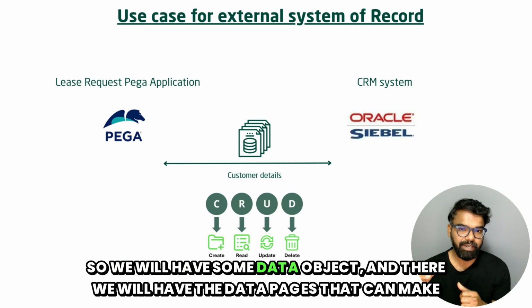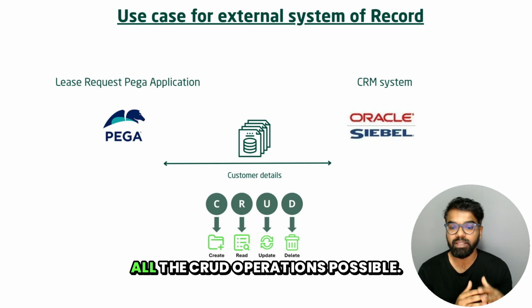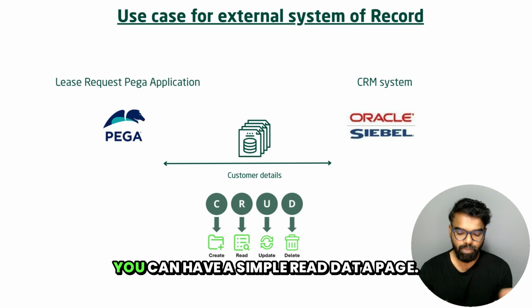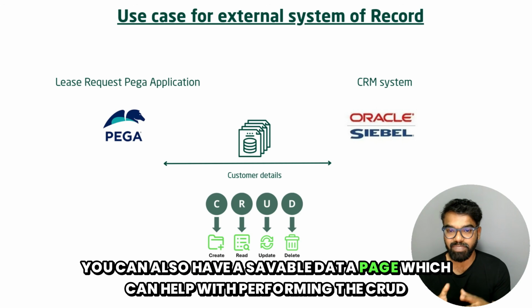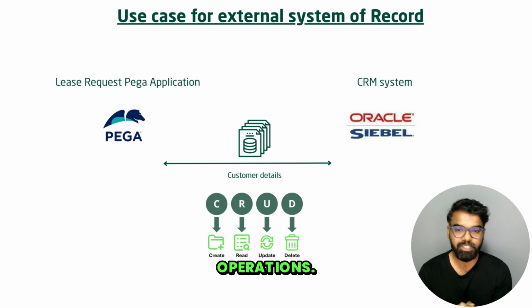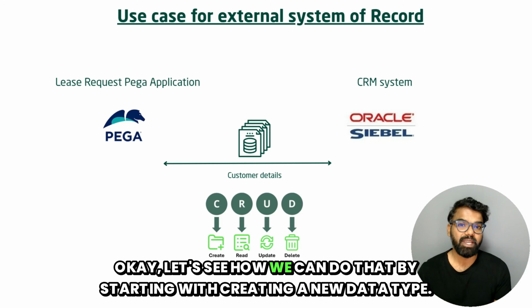So we will have some data object, and there we will have the data pages that can make all the CRUD operations possible. You can have a simple read data page. You can also have a savable data page, which can help with performing the CRUD operations. Okay, let's see how we can do that by starting with creating a new data type.